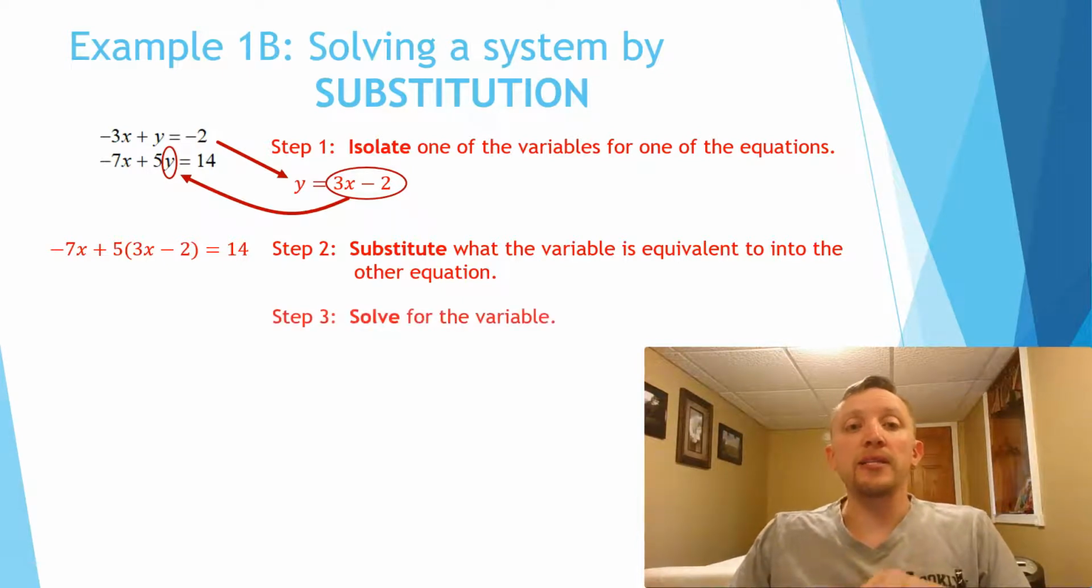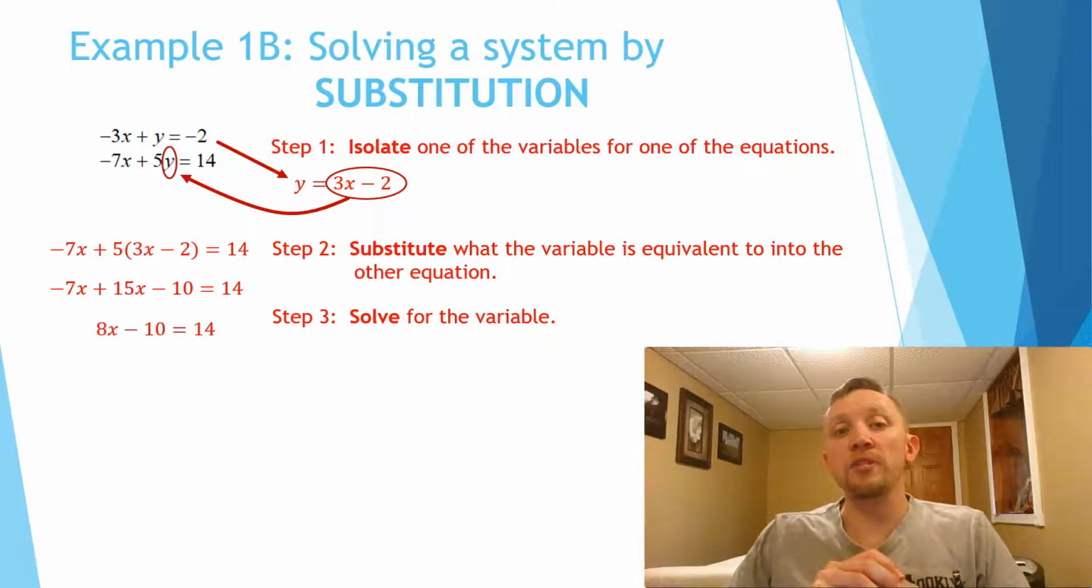All right, so then the next step is we're just going to solve for the variable. So we're going to solve for x. So I'm going to distribute the 5 through to get 15x minus 10. I'm going to combine like terms. Negative 7x plus 15x would be 8x. And I could also add 10 to both sides to get 24. So when I divide both sides by 8, I would get x equals 3.